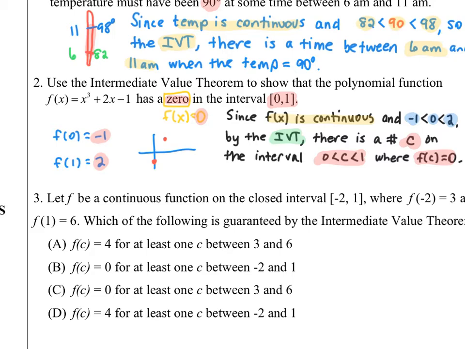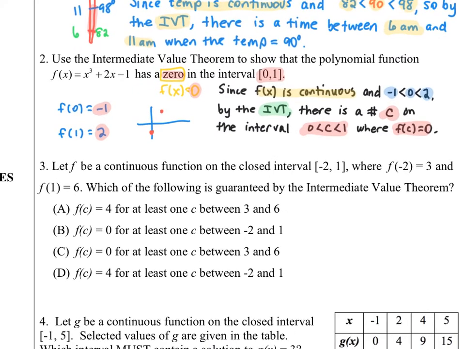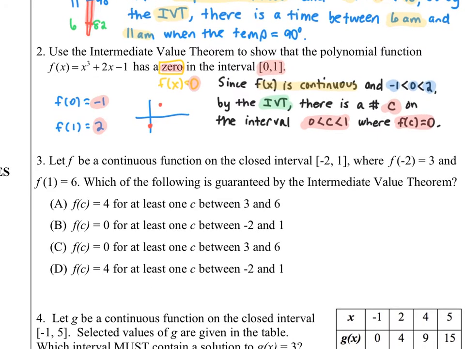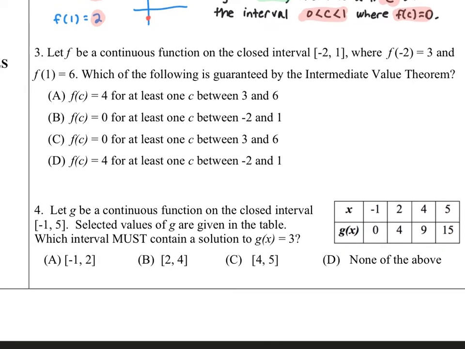This is a really important concept. The IVT is almost always tested on the free response part of the AP exam. And so you just have to be very particular in how you lay it out. And you can pretty much use this as a script. Just make sure you have all of those components showing up. It does sometimes show up as a multiple choice question, as you see in number 3.